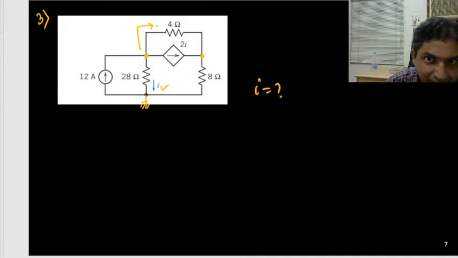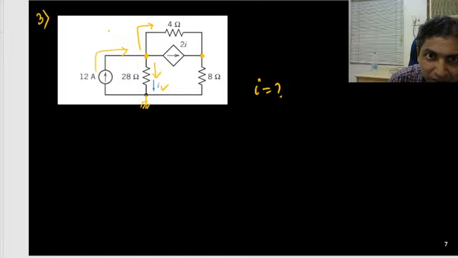No, I am asking, what is the current through the 4 ohm resistance? It is not 2I. How is it 2I? This current is coming 12 ampere. This current is leaving I. This current is leaving 2I. So the rest will go this side.